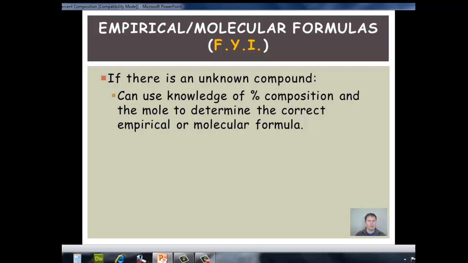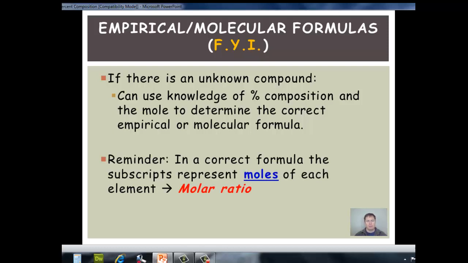And that's what we're going to be working on today. Okay, remember, though, that in a correct formula, the subscripts represent the number of moles of each element if we're talking about 1 mole. If we're talking about 1 molecule, it's the number of atoms. But we're talking about moles here, okay? So these subscripts represent what we call a molar ratio. How many atoms of element 1 is there to element 2 or to element 3 and so on.